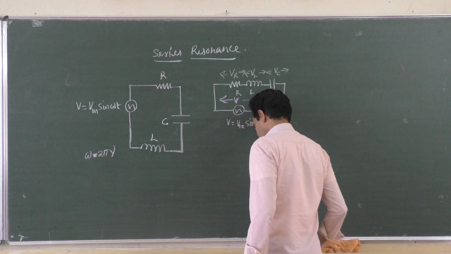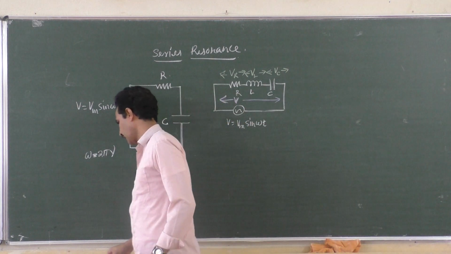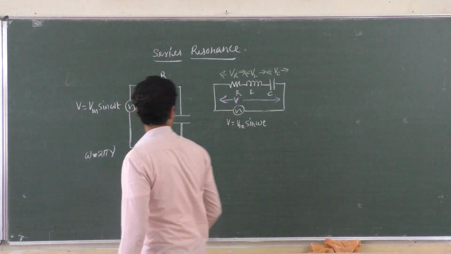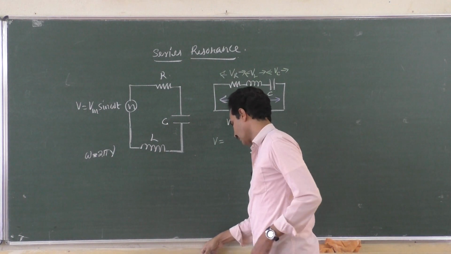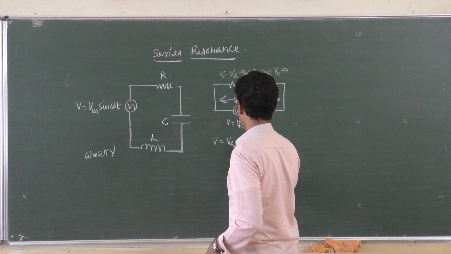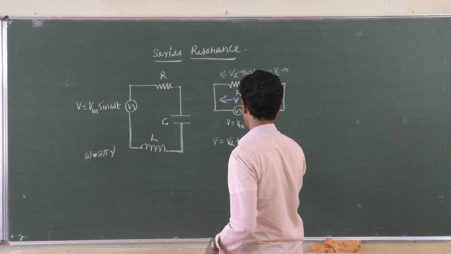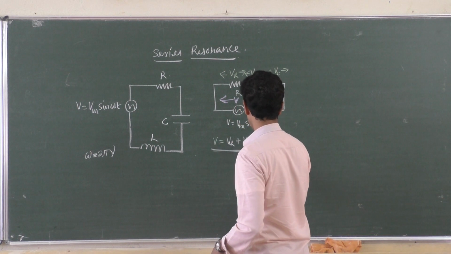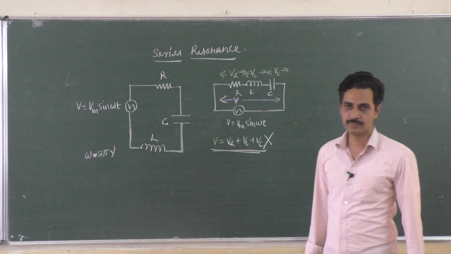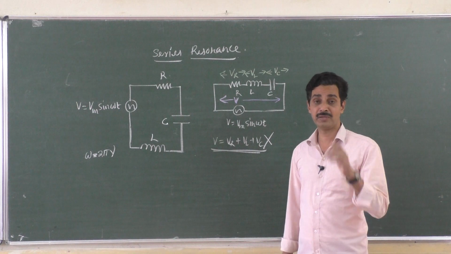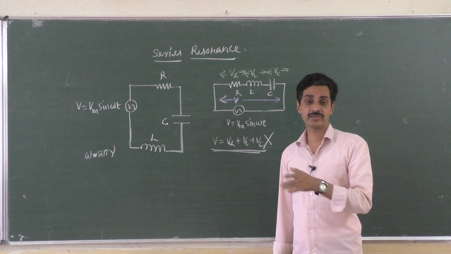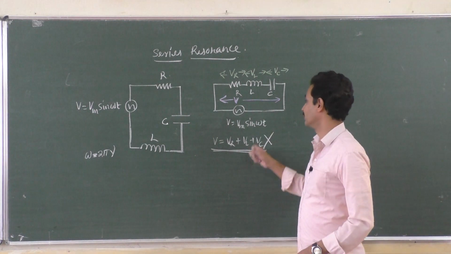If these three are the voltages across the resistor, inductor and capacitor, now shall I write the total voltage supplied as voltage across resistor plus voltage across inductor plus voltage across capacitor? Can I write like this? No. This is wrong. You can't write the total voltage like this, as you would write V1 plus V2 plus V3 across three resistors. That is not possible in this case.